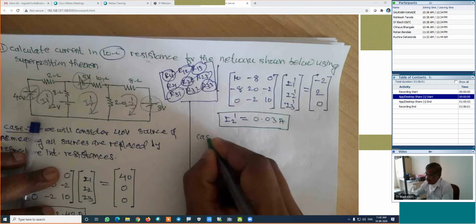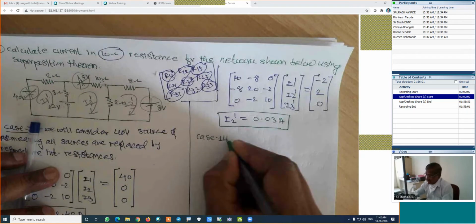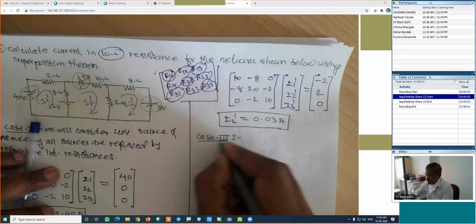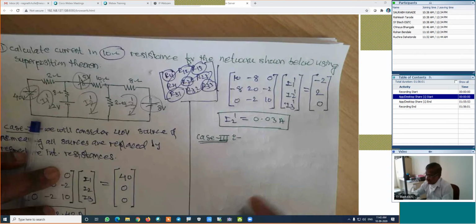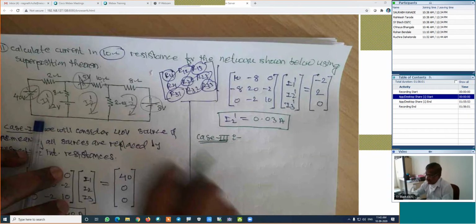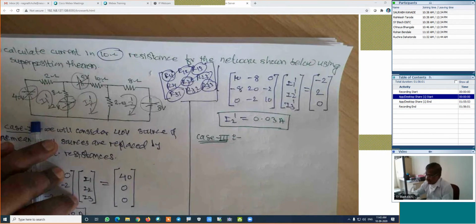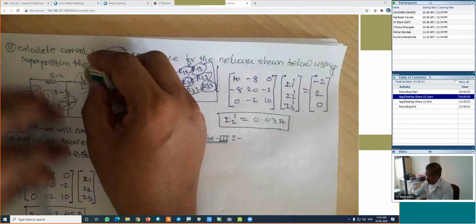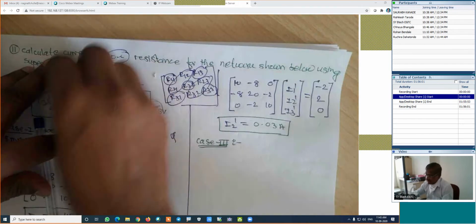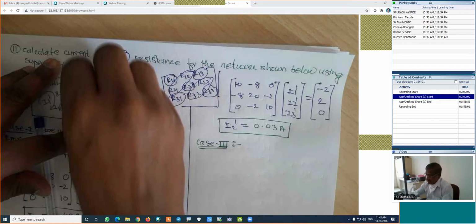I will consider case 3. In fact, how simple it is for case 3. In case 3, I will write the same. We will consider this source. In case 3, I am not considering this source now. We will consider this 5 volt source. Is it right?